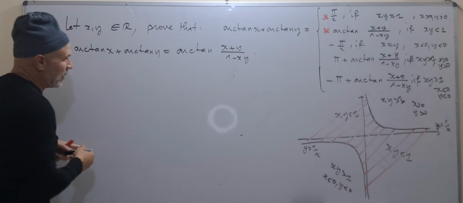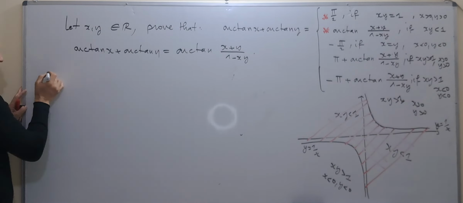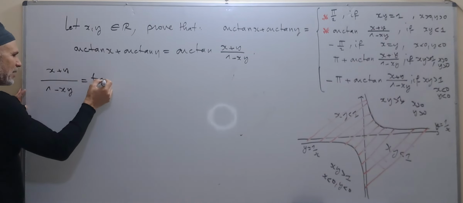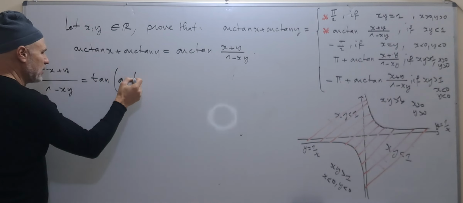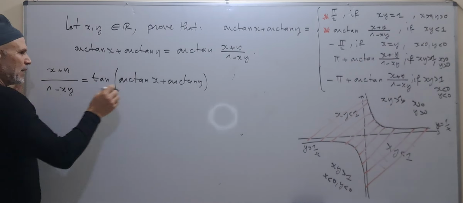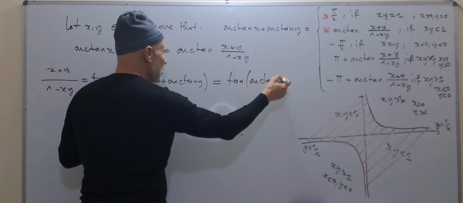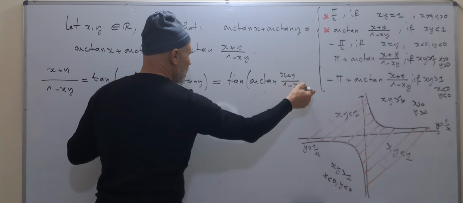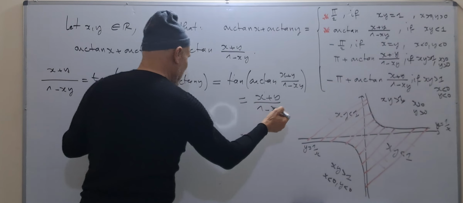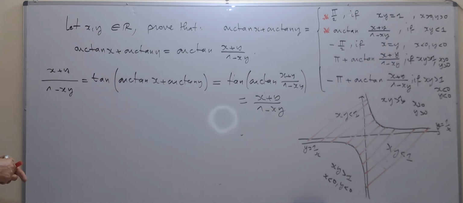I will repeat this idea. From this side we have x plus y over 1 minus xy. This is the tangent of arctangent x plus arctangent y. From this side, this is equal to the tangent of arctangent of x plus y over 1 minus xy. From this side we have x plus y over 1 minus xy. So they are equal. This means that the tangent of the first is equal to the tangent of the second.